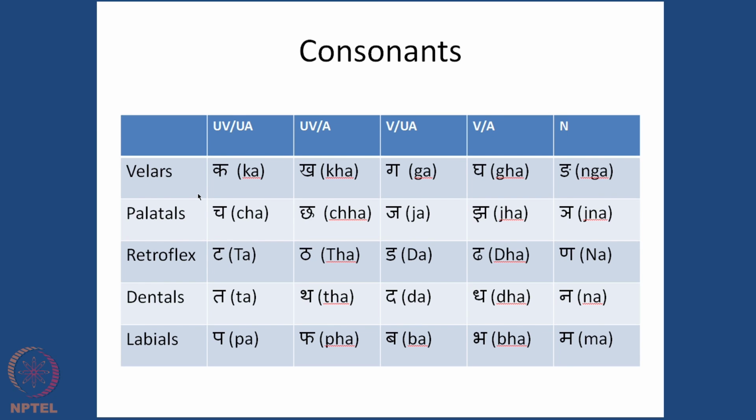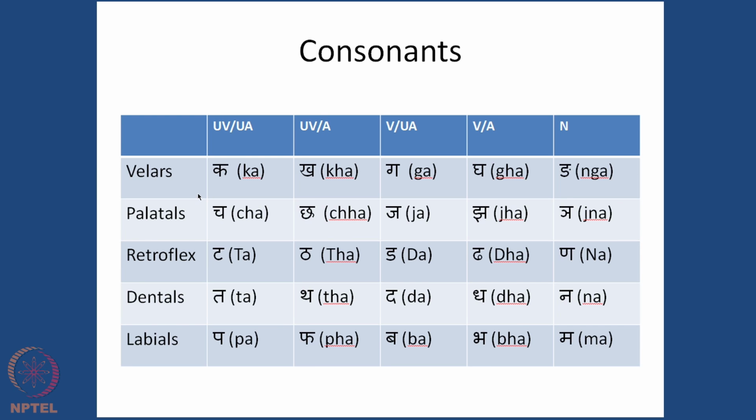Now to get the fourth column, to get Gha from Ka, you are doing two things. You are adding an extra breath of air, or aspiration, and you're also activating your vocal cords, that's voicing. So basically, if you look at the first column, it has a very simple binary code. The first column is 0 0, the second column is 0 1, the third column is 1 0, and the fourth column is 1 1.